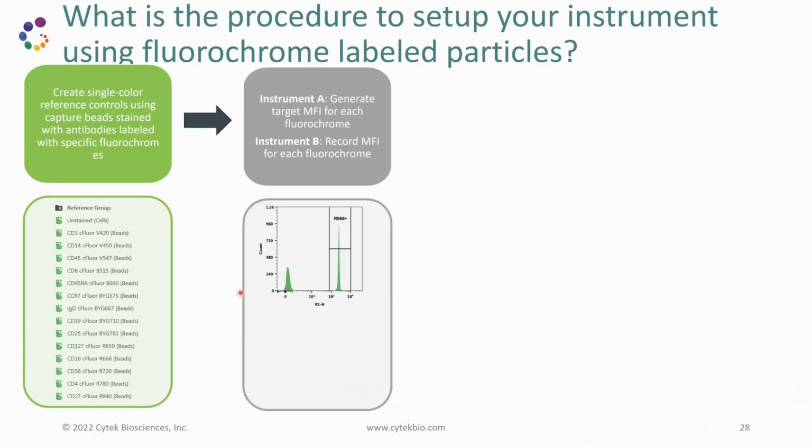Then in that instrument, you are going to read what is the MFI, in this case for CFluor R668, which is the equivalent to APC. You're going to get the MFI in that instrument of those labeled beads. And then you're going to run the same particles on instrument B. In this schematic, what you see is that in instrument B, the MFI is not exactly at the same place, as we already explained, because at this moment we have only used our QC, our Cytek assay settings, to run these particles.